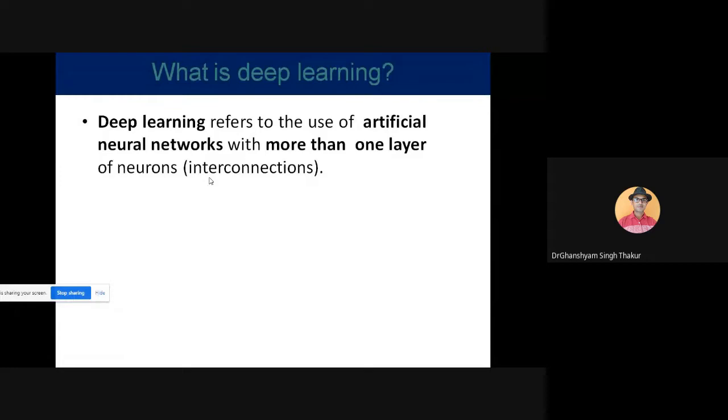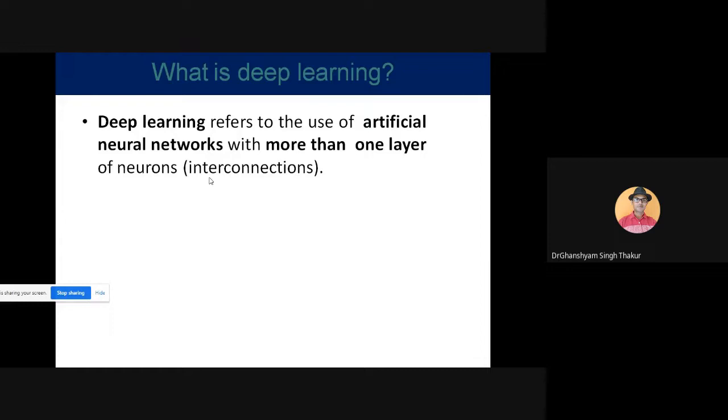Already given the definition of deep learning. Deep learning refers to the use of artificial neural networks with more than one layer of neurons. So deep learning is a simple neural network which includes more than one hidden layer, plus the output layer and input layer.